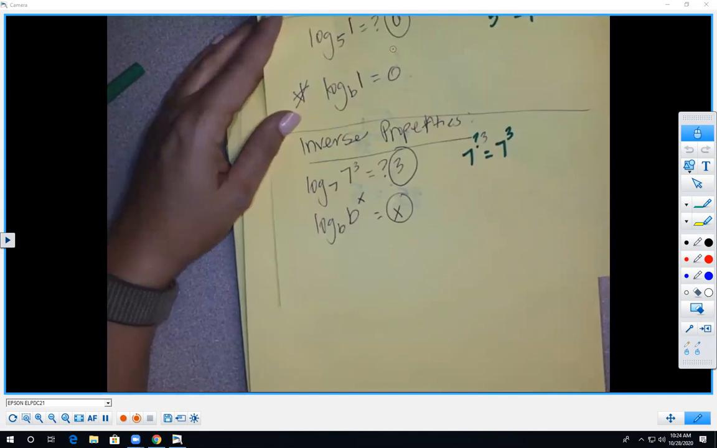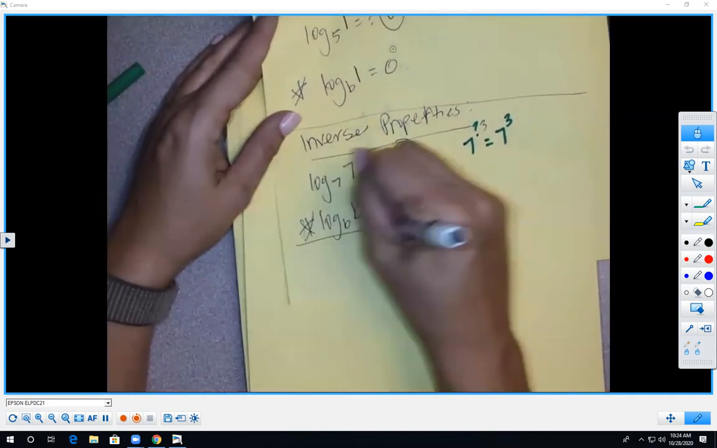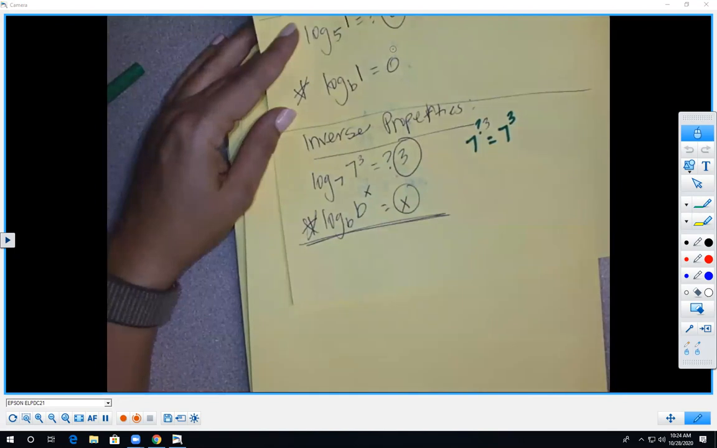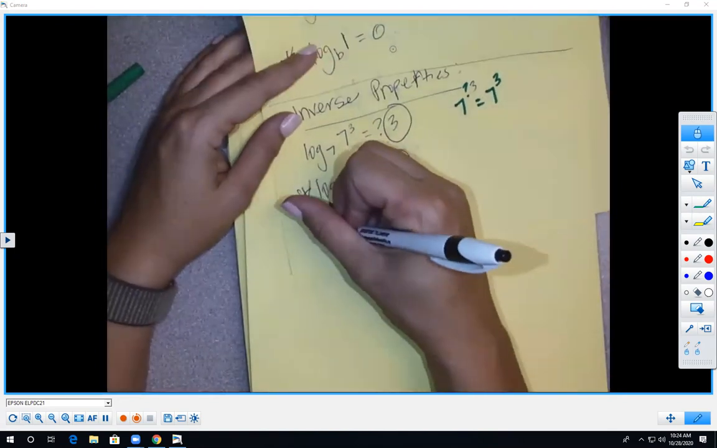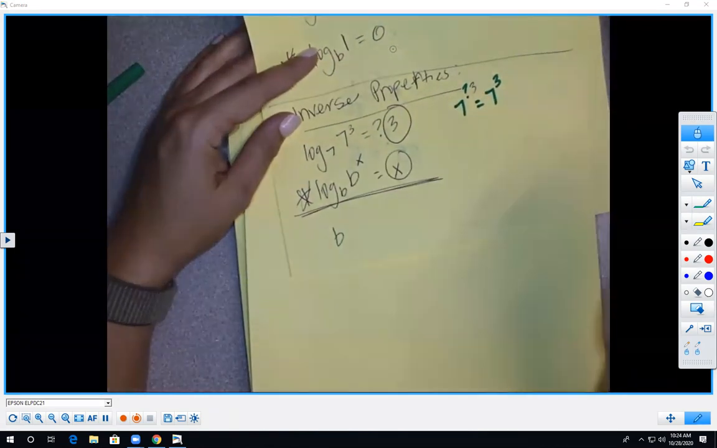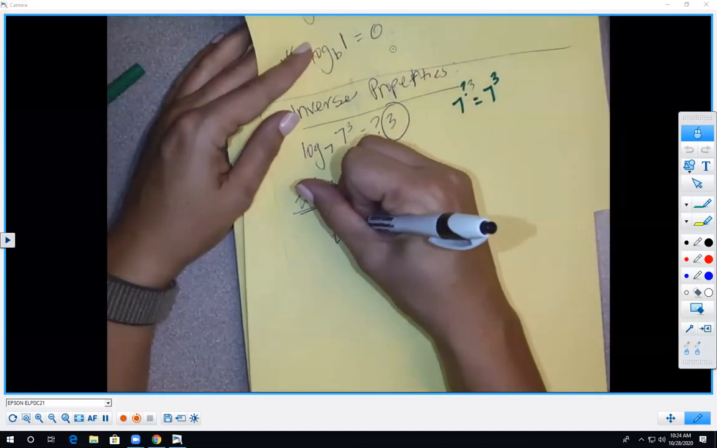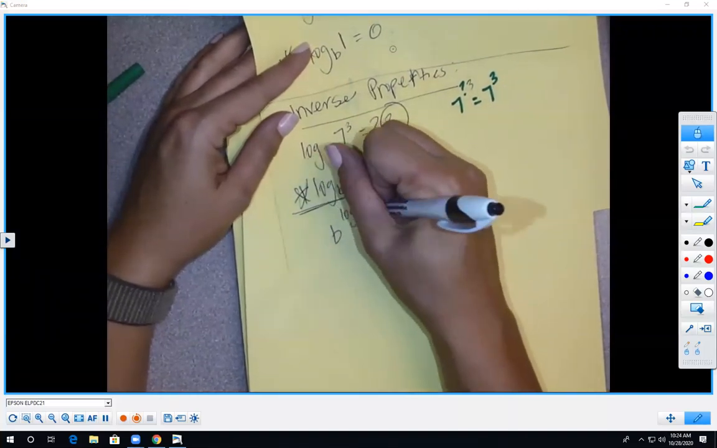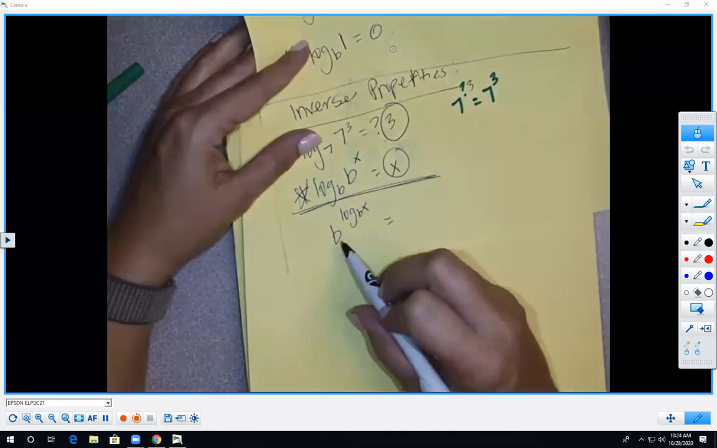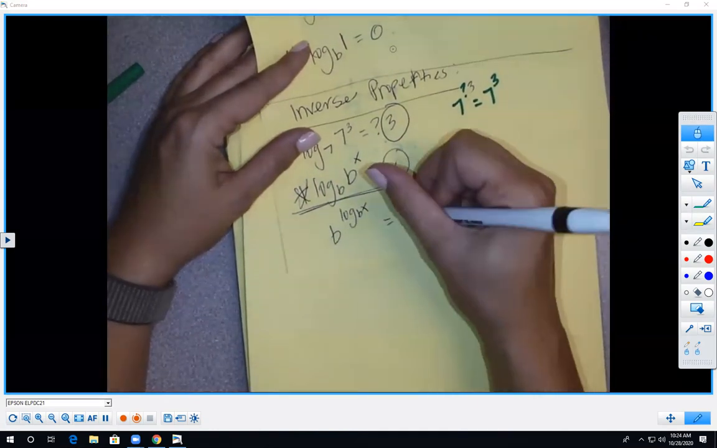Similarly, I'm just going to tell you the property for the other one because it's kind of confusing. The other one is if I have some base in exponential form raised to some log base b of something, the base and the log base b cancel out and it's also just x.